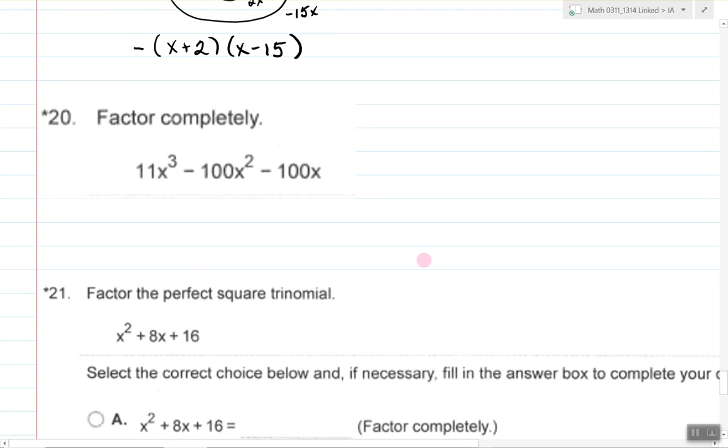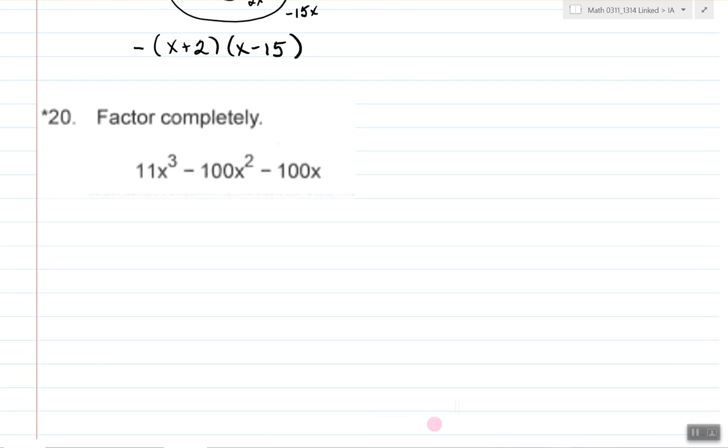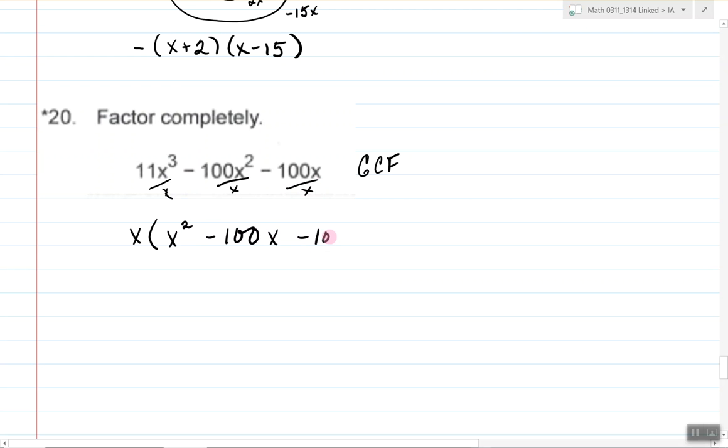Number 20. Let me get a little more room. All right. Once again, I have a trinomial to factor, and I see a GCF. I see an x cubed, an x squared, and an x. All right, so x is a common factor. 11 does not go into those, so there's no numerical common factor, just the x. That means that you divide x into each of those. That gives me x squared minus 100x minus 100.